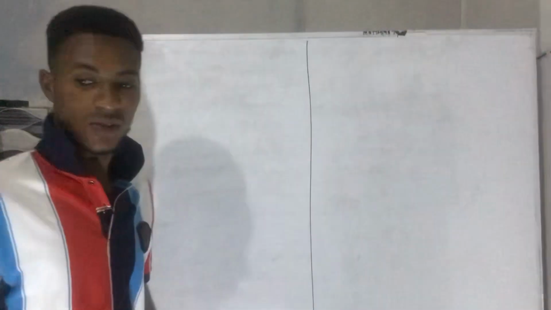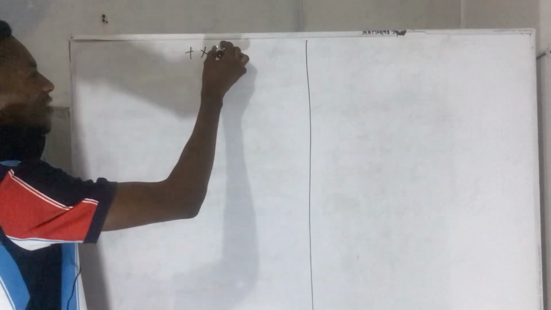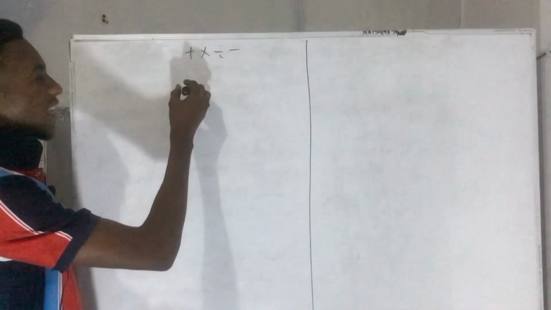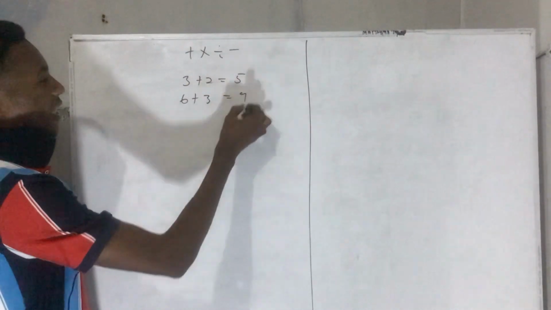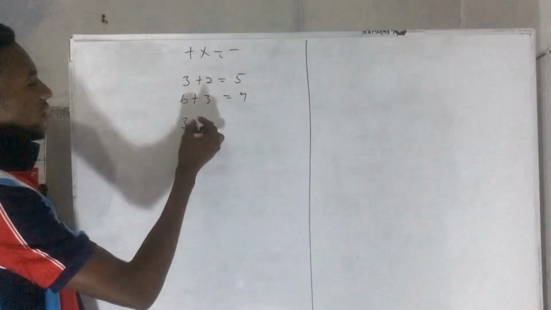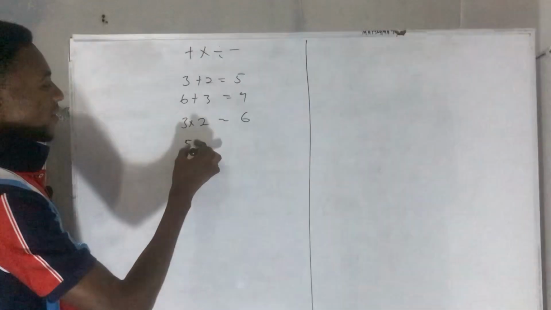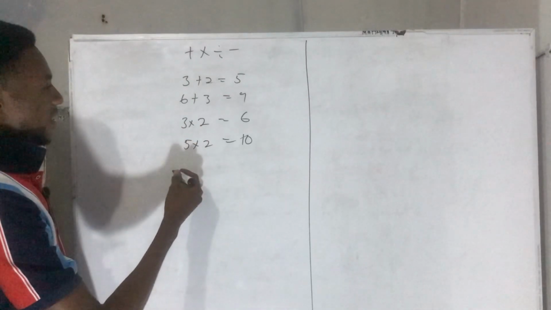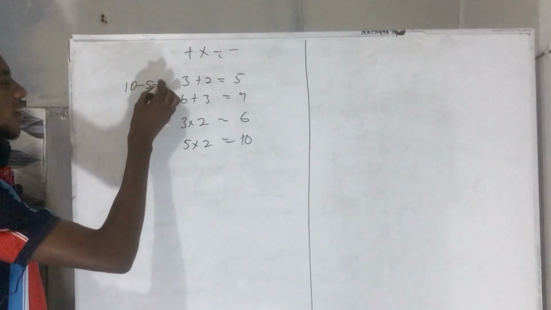Yeah. So just as we have these operations, addition, multiplication, division, and subtraction, where you are given a whole number like 3 plus 2, which is equal to 5, 6 plus 3 is equal to 9, or where sometimes we are given 3 times 2, we have 6. Let's say 5 times 2, we have 10.